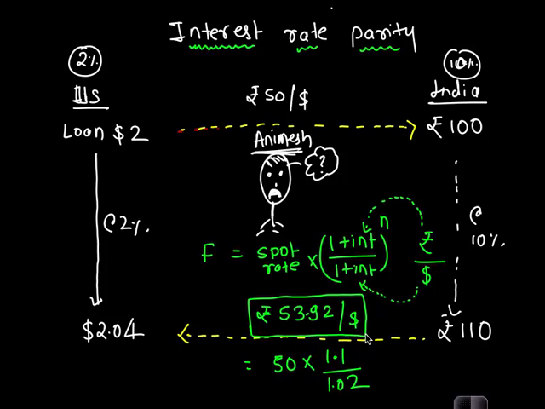So forward rate is equal to spot rate into 1 plus interest rate divided by 1 plus interest rate. The interest rate in the numerator should be of currency in the numerator. Interest rate in the denominator should be of currency in the denominator. Spot into the differential of interest rate, yes. That is your forward rate. Instead of saying into, we should say spot adjusted for differential of interest rate should be the forward rate.